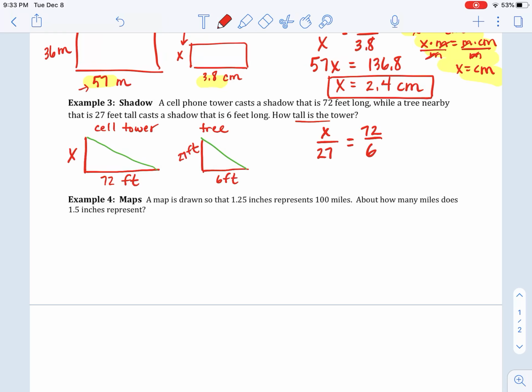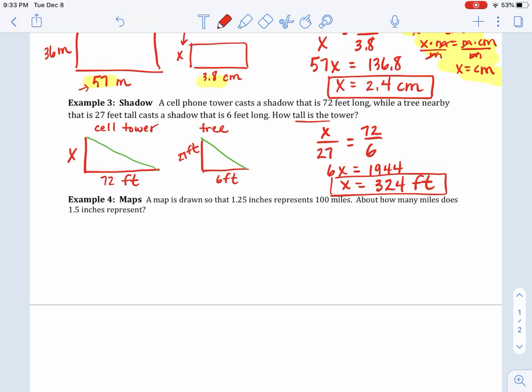If we cross multiply correctly, we're going to get 6x equals, and I actually did do this math, 1,944. And if we divide by 6, our x is going to be 324. This is another one where the units are all the same, so it's pretty obvious that the units would be feet. Sometimes it's not as obvious, like when we were in example 2.